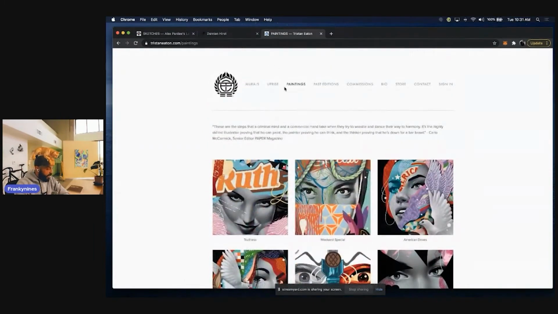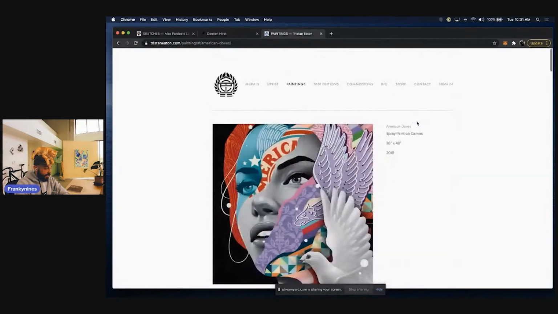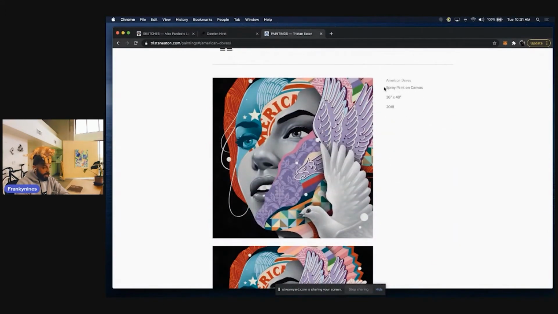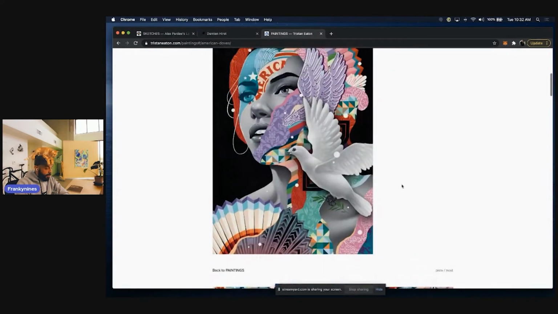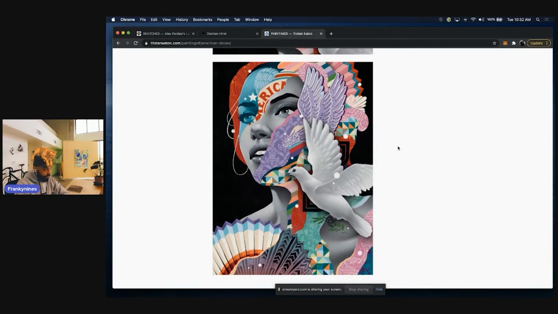But you can see, when you look at his paintings, he's got the names of his paintings: Weekend Special, American Doves. And when we look at the work, again, we can see the medium, spray paint on canvas. We can see the size, 36 by 48 inch. We can see the year. And then you get examples of the work itself. And again, his work is absolutely beautiful.